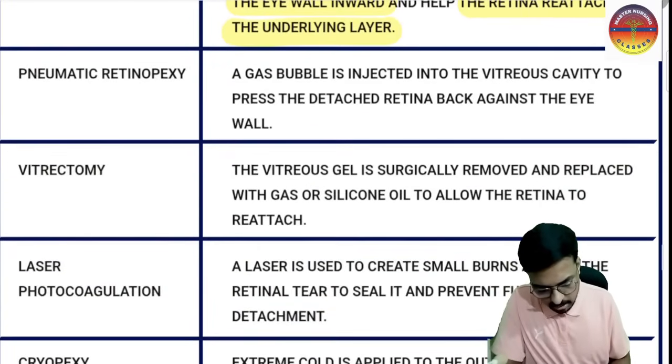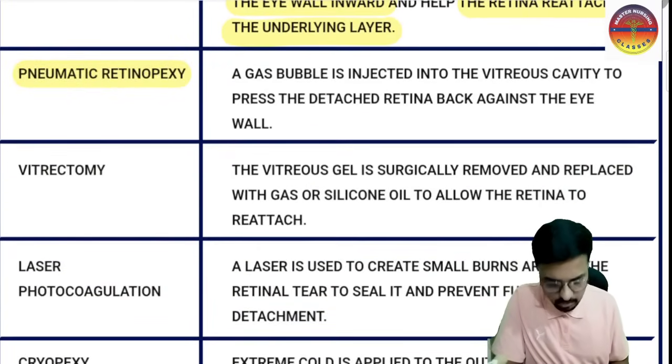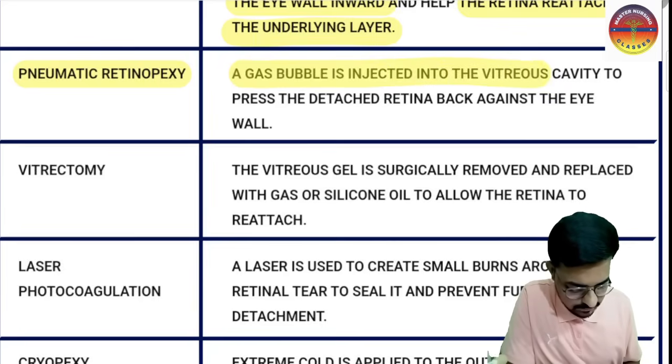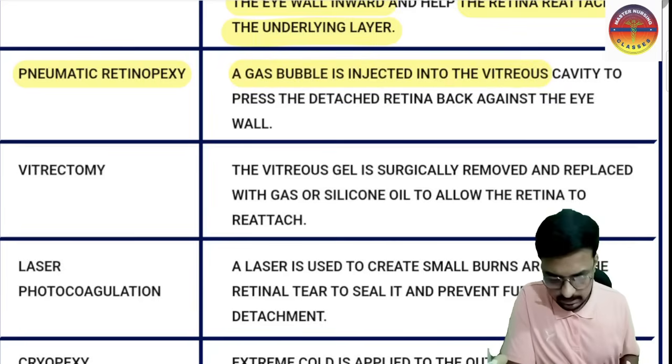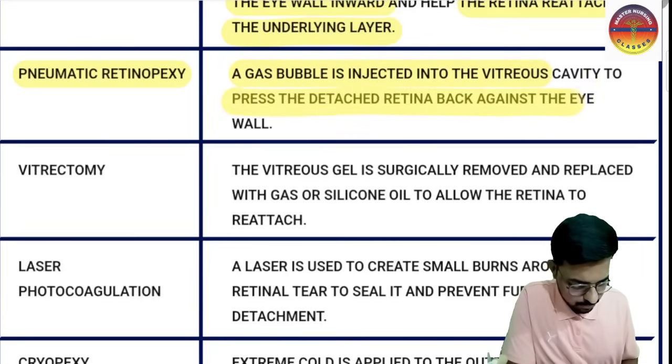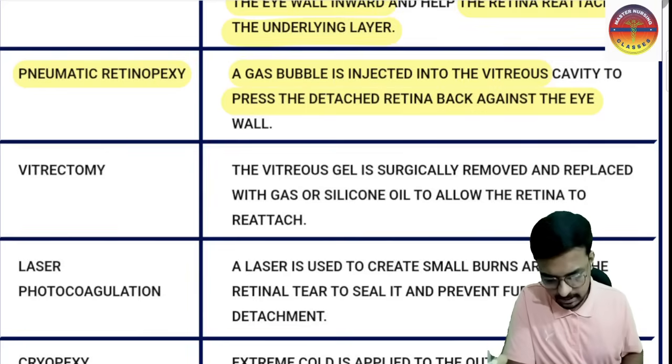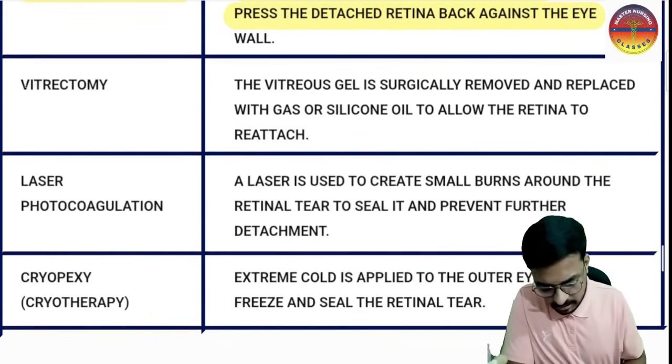Next we have pneumatic retinopexy. In pneumatic retinopexy, what is happening? The gas bubble is injected into the vitreous cavity. That gas bubble creates pressure and puts the retina back against the wall, and it is helpful for the reattachment.